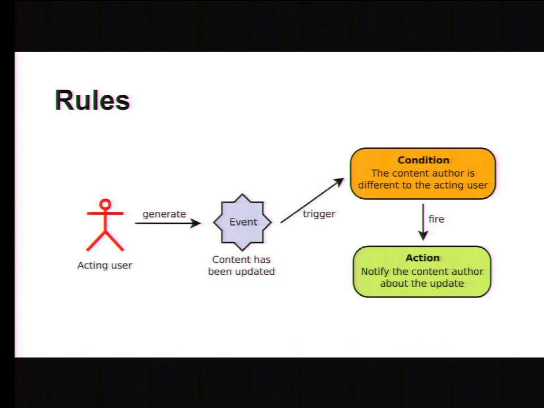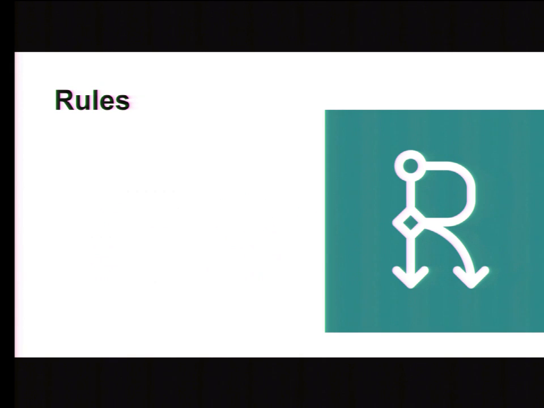And then up here, we can check for a condition. So in this example, if the content author is different to the acting user, but it could be any condition that you can think of. And then we can execute actions. Could be one action, could be multiple actions. In that case, we want to notify the content author that another user has changed the content on the website. So based on the principles, events, conditions, and actions, you being a site builder, or you being a developer, can implement very custom workflows. And there's a couple of examples for that.